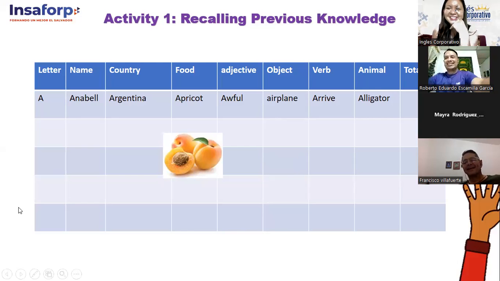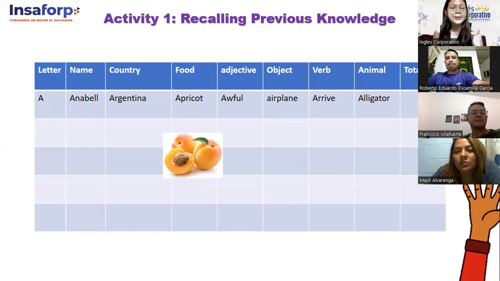So as you can see in this example, I got the letter A. All the categories I will fill out with a word that starts with that letter. For example, a name with A: Annabelle. A country, Argentina. Food, apricot. If you don't know what an apricot is, I put here the picture. The adjective is awful. The object, airplane. Verb, arrive. Animal, alligator.